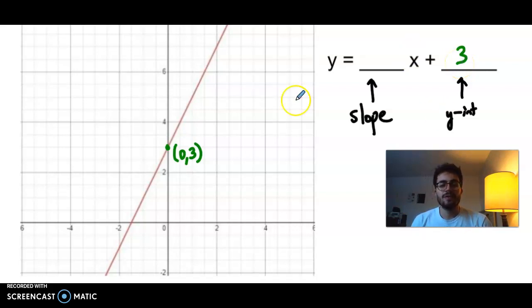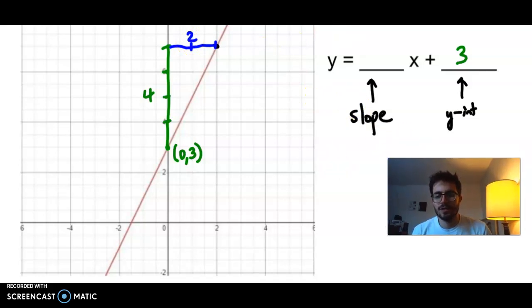And then as for slope, if we pick two points, we can pick another point. Maybe we can pick this one. We want to see how much we rise and how much we run. So how much should we go up and how much should we go to the right? Looks like here we go 1, 2, 3, 4 units, right? And then we go to the right, 1, 2.